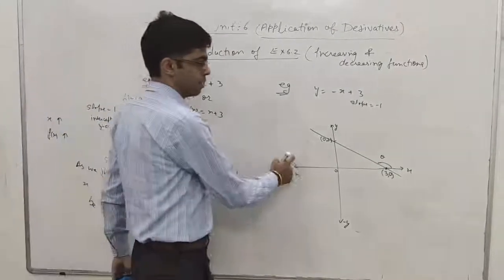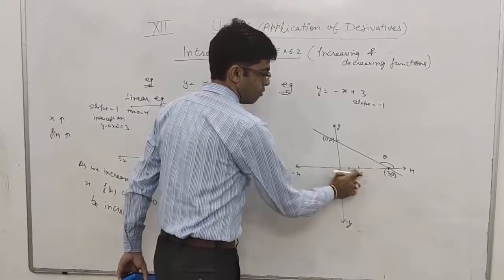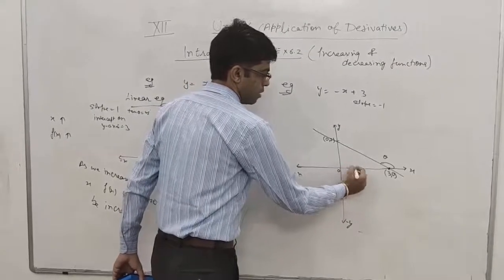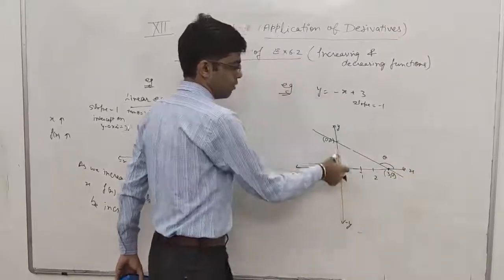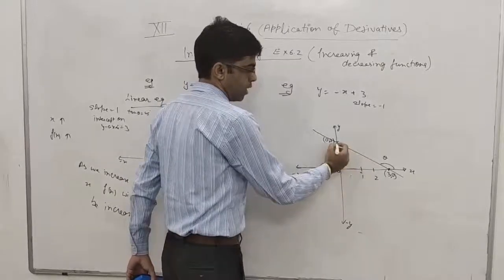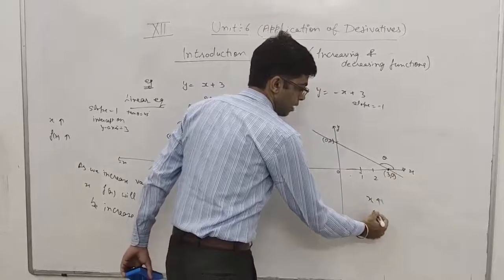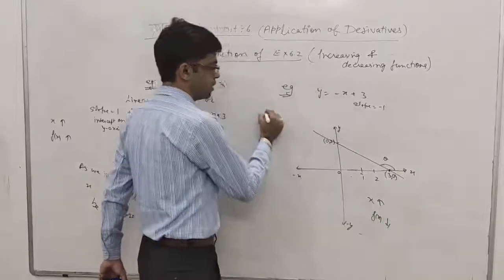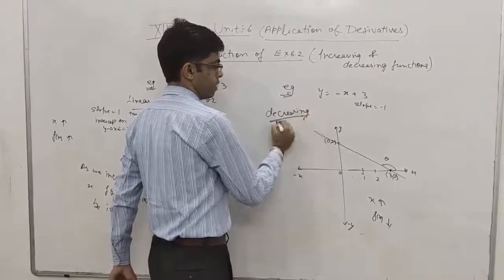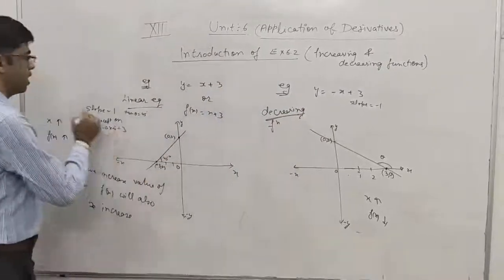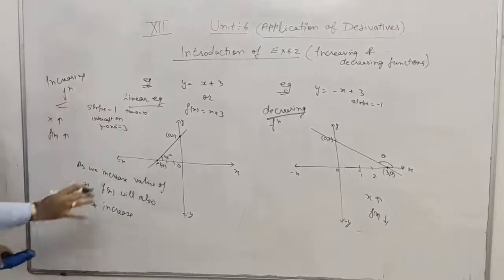And in this graph, as you can see, we are increasing the value of x. This is 1, this one is 2, this one is 3, this one is 4. The value of y is decreasing. As we are increasing x, f(x) is decreased. So this is simply a decreasing function, and the other is the example of an increasing function. So this is the basic concept.